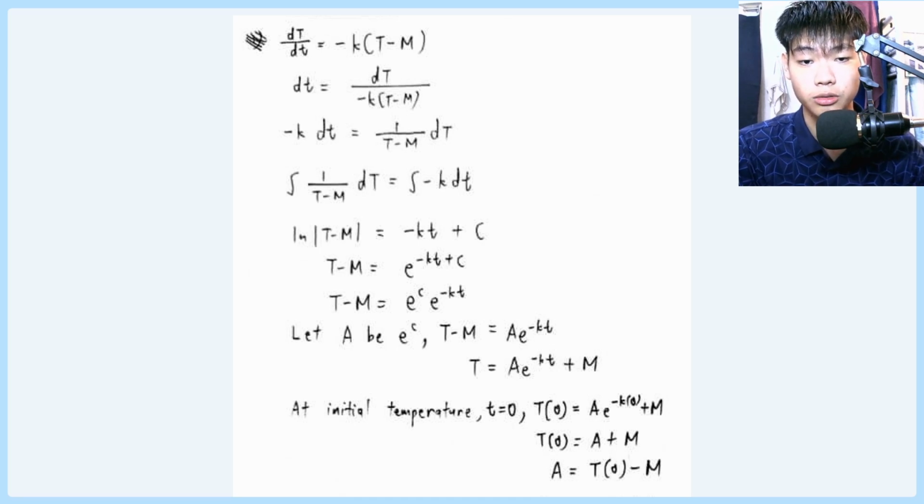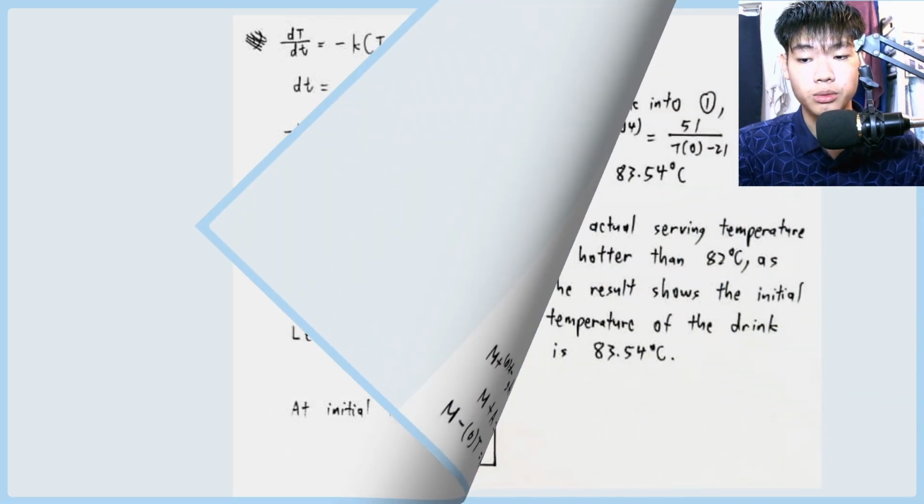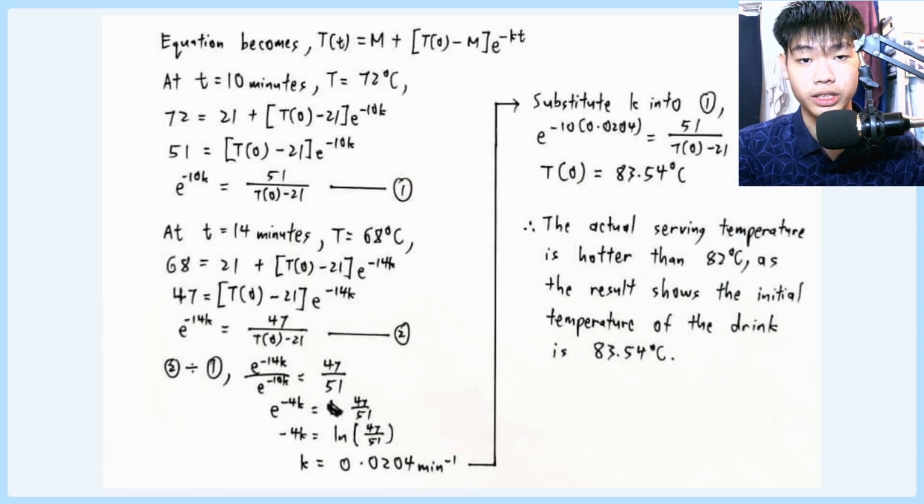Now we will let A become e^C to make the equation simpler, and we will get the final equation T = Ae^(-kt) + M. We know that at the initial time, t is equal to 0. So by substituting the value inside our equation, we will get T(0) = Ae^(k(0)) + M, and we will get A = T(0) - M. Now we will substitute the value of A into our earlier equation, and we will get T(t) = M + (T(0) - M)e^(-kt).